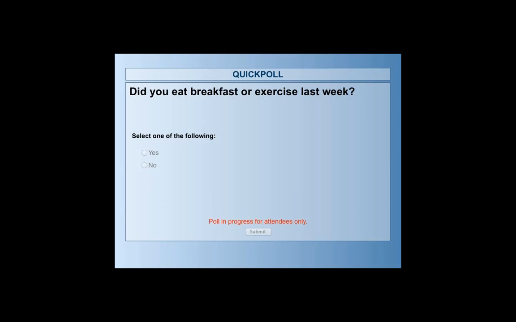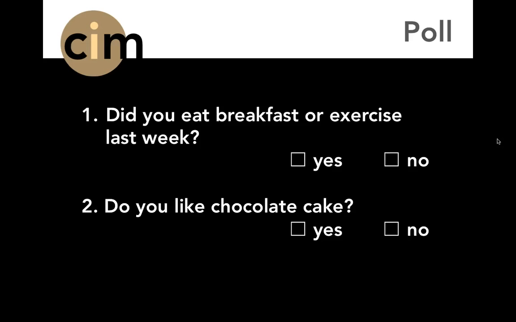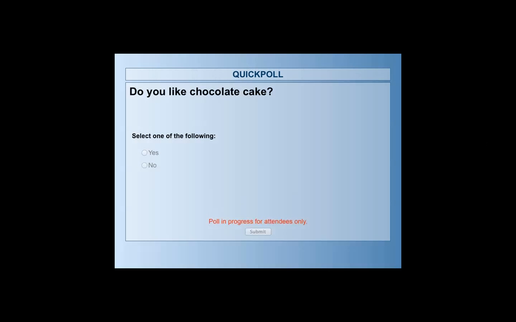Okay, so we've had 100% yes for this particular question. So I'm going to close this poll now, and we're going to move on to our second question. Do you like chocolate cake? And I'm going to launch this poll now.